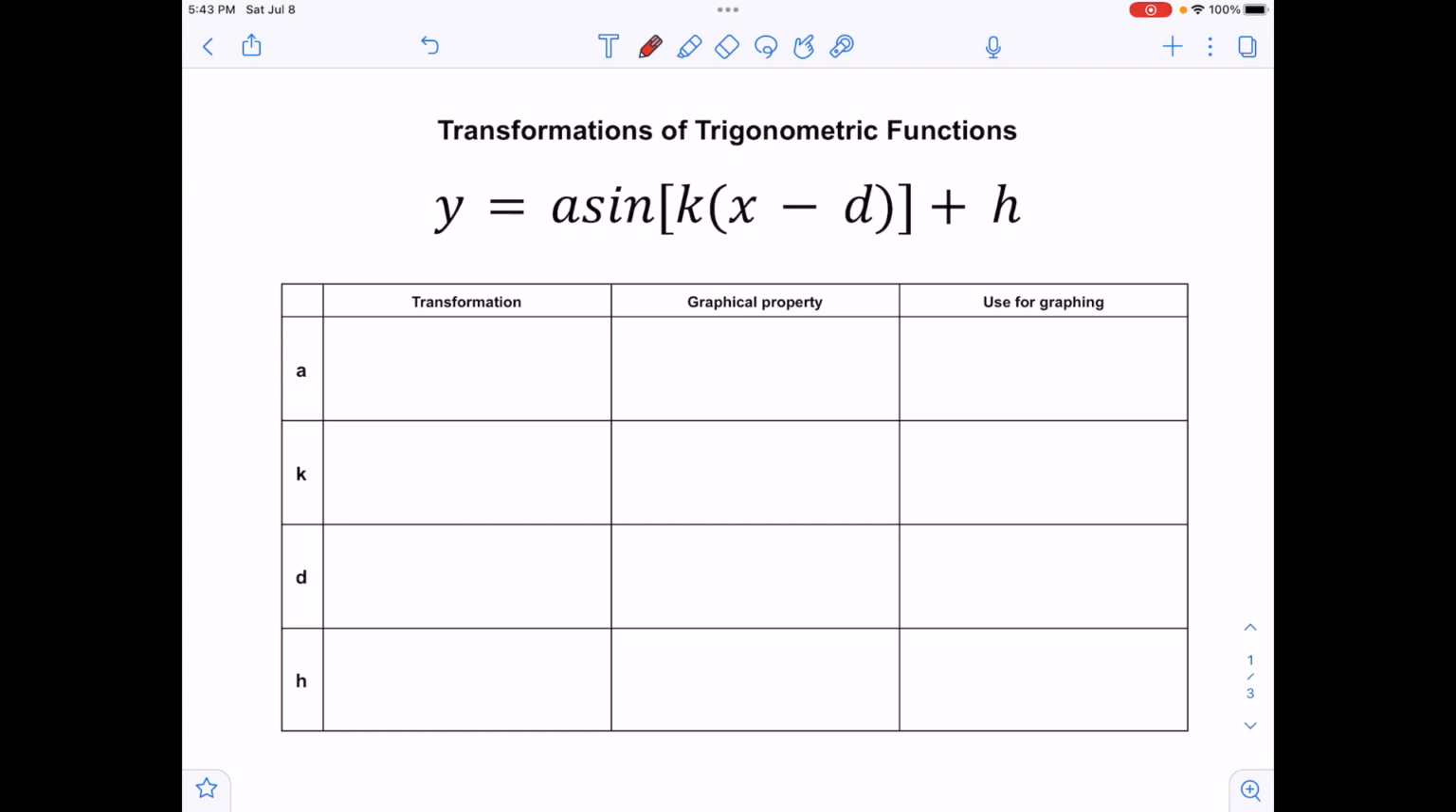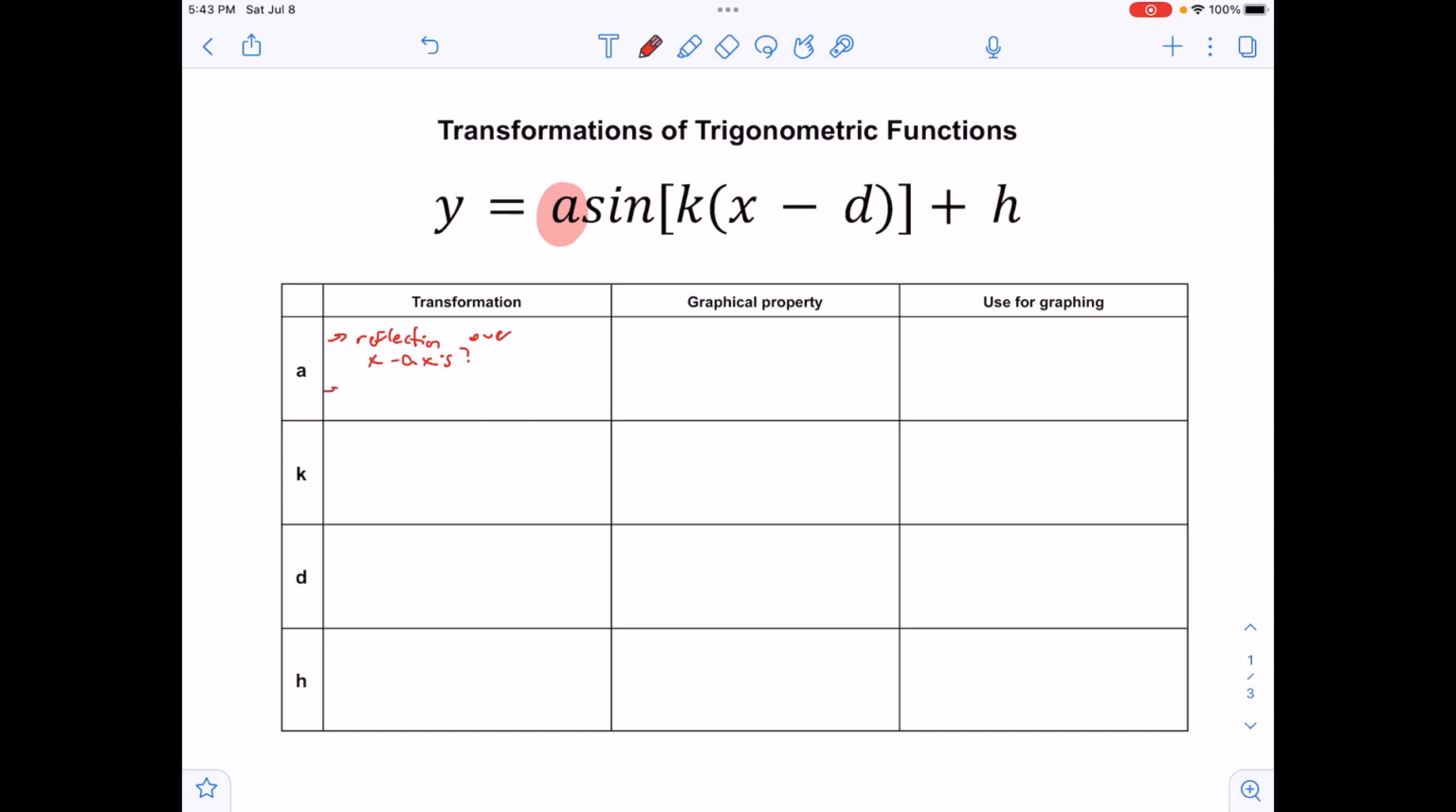We've got a lot of different letters here that represent various transformations, and the first one that we're going to talk about is the A out front. The A tells us two different pieces of information when it comes to a transformation. The very first thing it tells us is whether there is going to be a reflection over the x-axis, a vertical reflection. If A is negative, there's going to be a vertical reflection. If it's positive, there's no reflection at all.